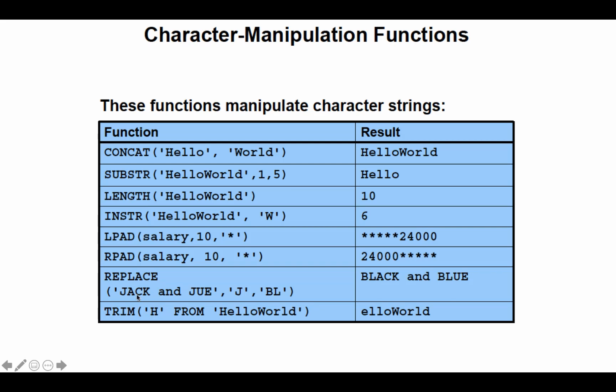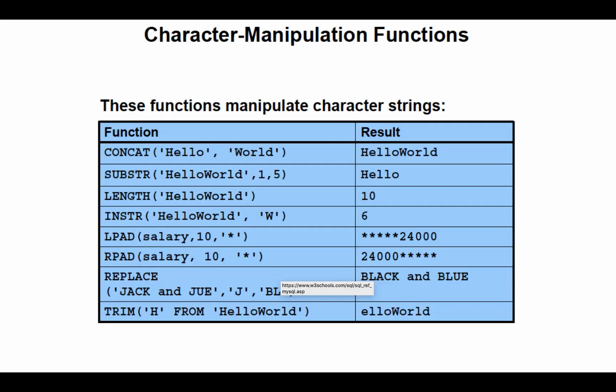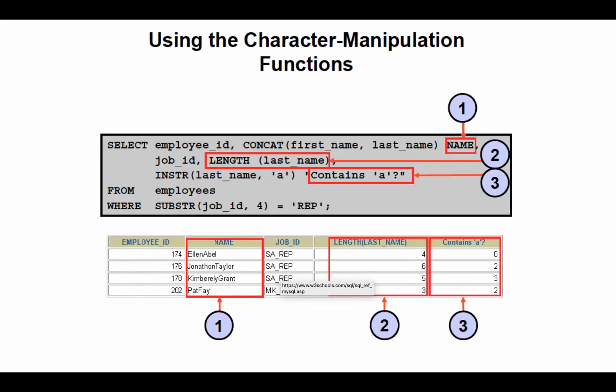Replace, okay, so I'm replacing this substring with this substring. Whenever you see a J in this string, replace it with BL. That would be the resulting string. Trim is going to remove H from hello world, so it's going to look like this. As I told you, on this link over here there's a list. I selected only those, but there's a big list of string manipulation functions, number functions and date functions, which are very useful, with examples.